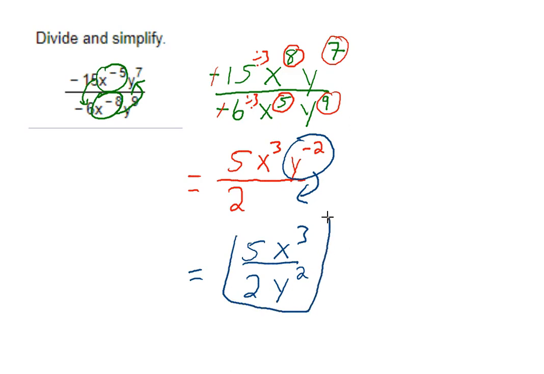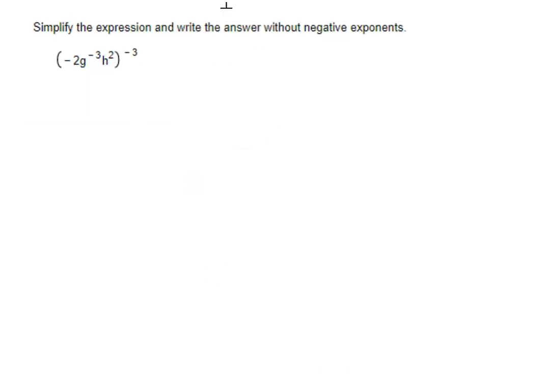And then this expression meets all the criteria that I mentioned at the beginning. One of each variable, there's no negative exponents, and we simplified and or reduced the numbers. All right, let's take a look at the next one.